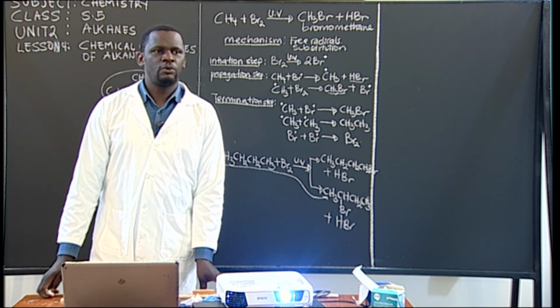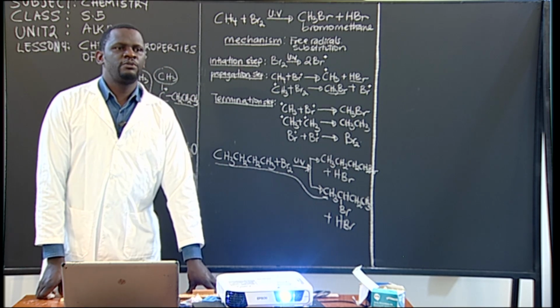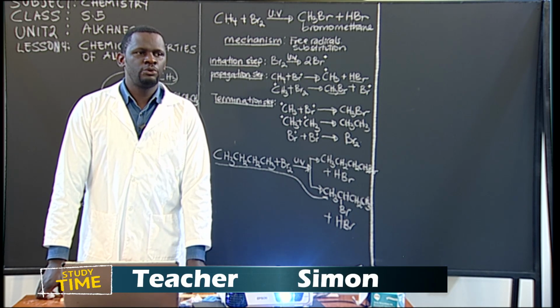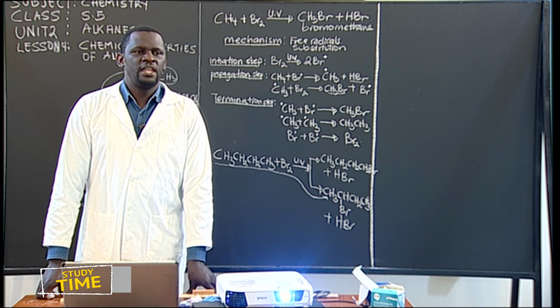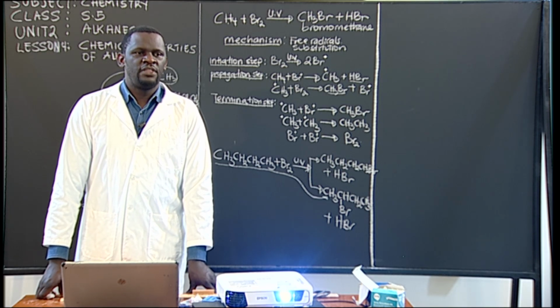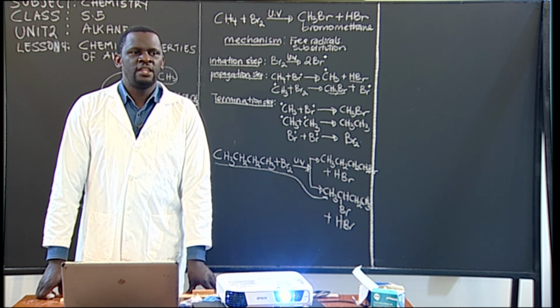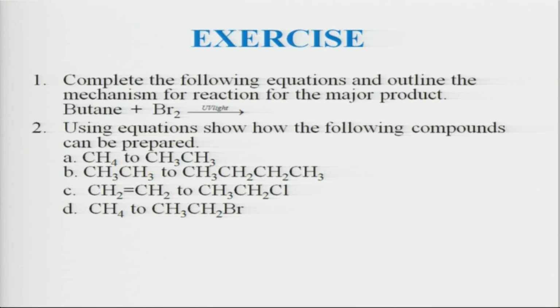Another question you can try out is using equations to show how the following compounds can be prepared. Here we can use 1 or 2 equations to show how methane is converted to ethane, or how ethane is converted to butane, or how ethene is converted to chloroethane, or how methane is converted to bromoethane.